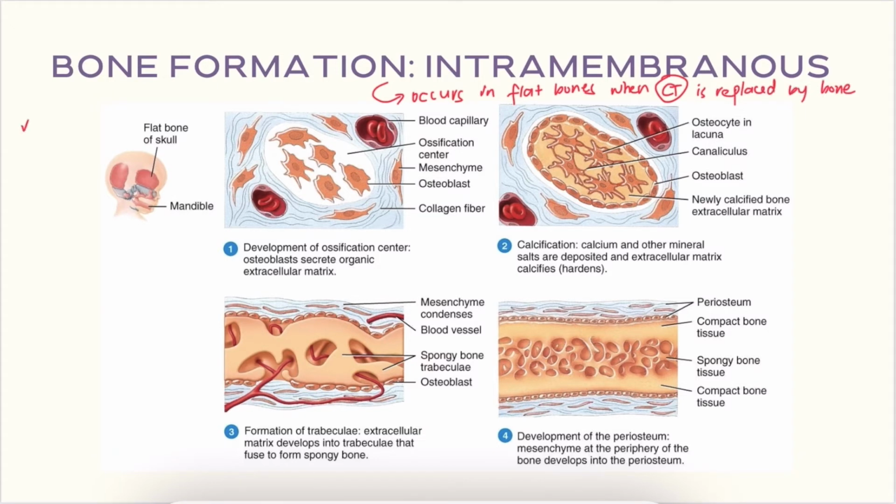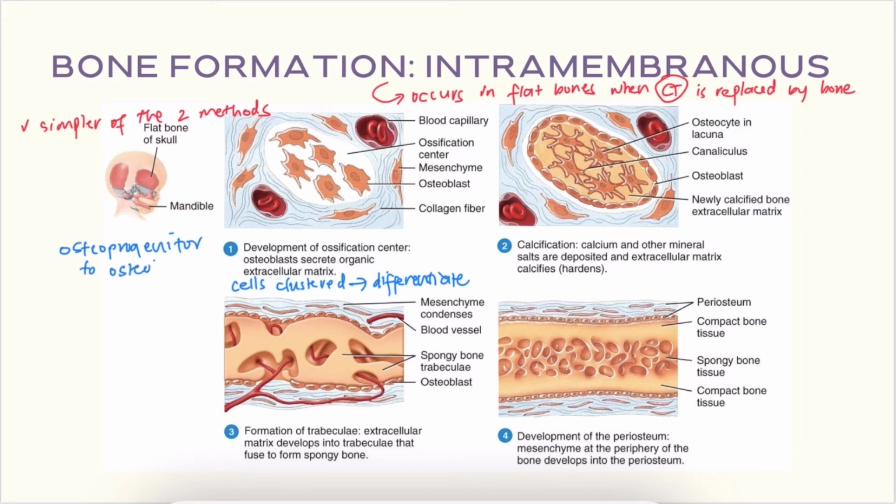This happens in the flat bones of the skull, our facial bones and mandible, and the medial clavicle. Those bones are formed this way. These are the steps. There are 4 processes. The first one is where cells are still clustered together and they differentiate, from osteoprogenitor to osteoblast. The site is the ossification center. So the first step is the development of the ossification center.